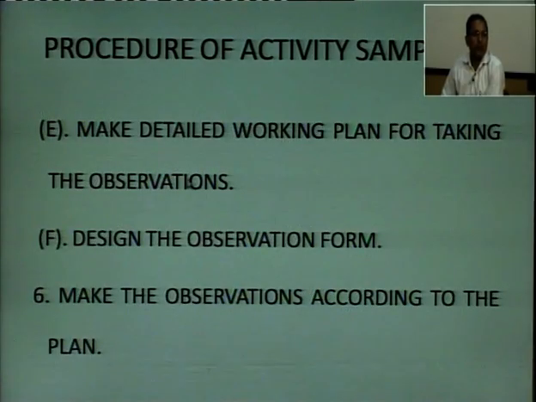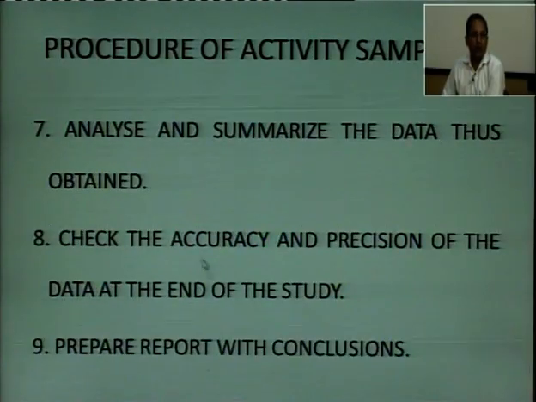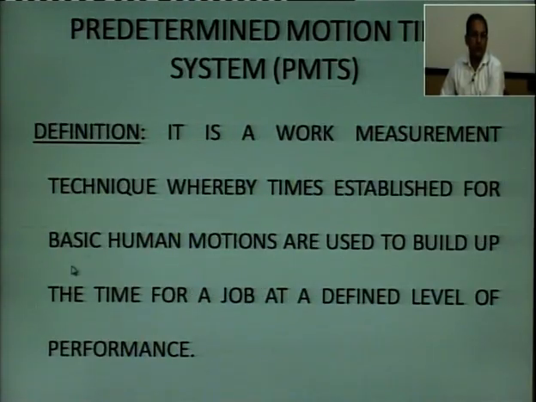Part E, make a detailed working plan for taking the observations. Part F, design the observation table form. Number 6, make the observations according to the plan. Number 7, analyze and summarize the data thus obtained. Number 8, check the accuracy and precision of the data at the end of the study. Number 9, prepare a report with conclusions.